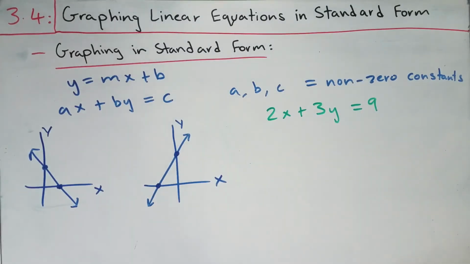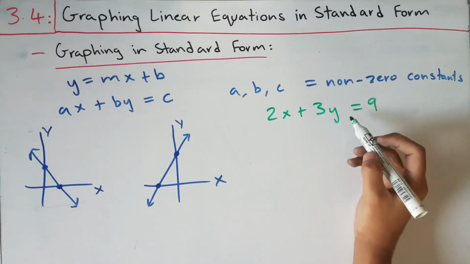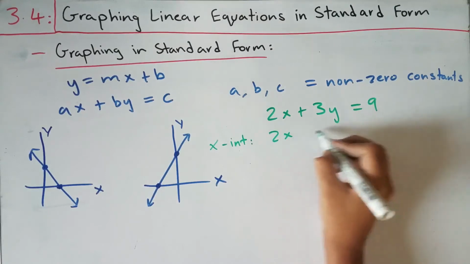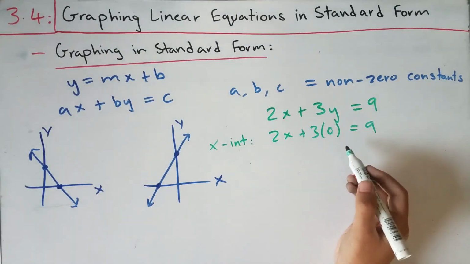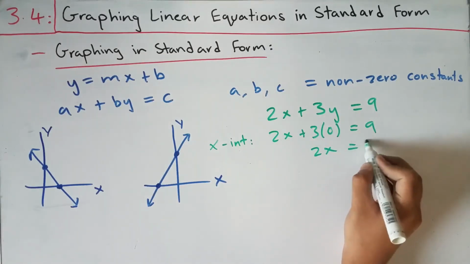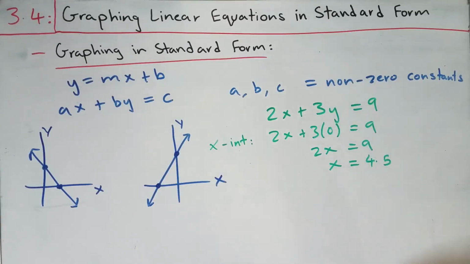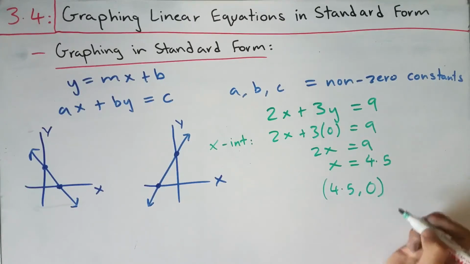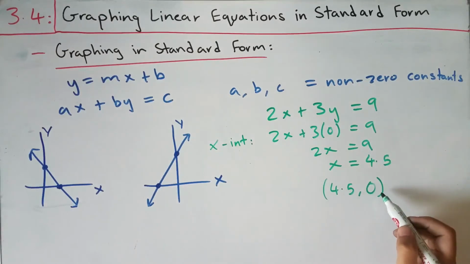In order to find the x-intercept, we have to turn this term into 0. And we can do that by plugging in 0 for y. So to find the x-intercept, we get 2x plus 3 times 0 equals 9. We know that 3 times 0 is 0 because anything multiplied by 0 is 0. So we get 2x equals 9, and x would equal 4.5 if you divide each side by 2. So the coordinate of the x-intercept would be (4.5, 0), because our point only lies along the x part of the coordinate and not on the y part of the coordinate.